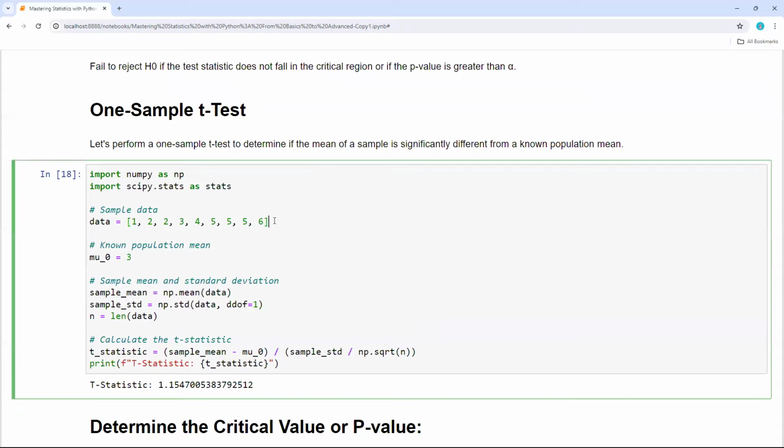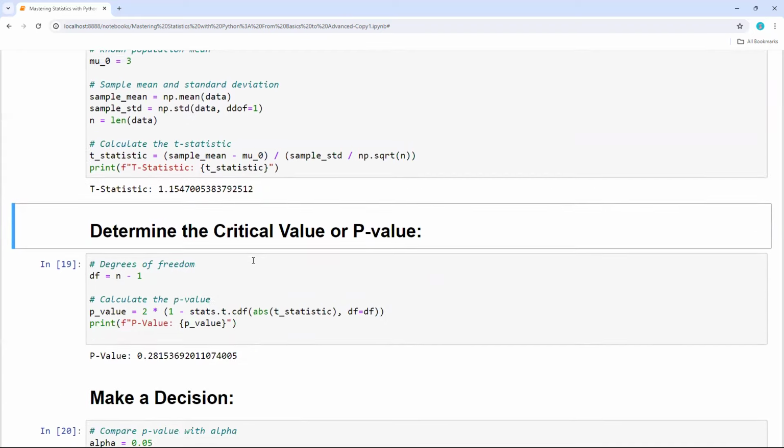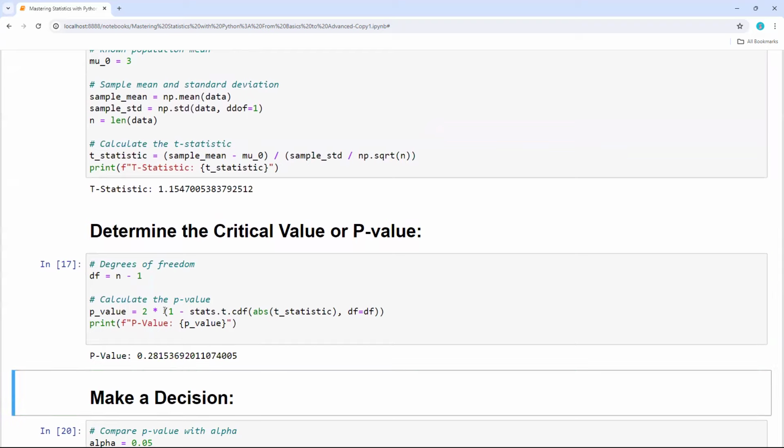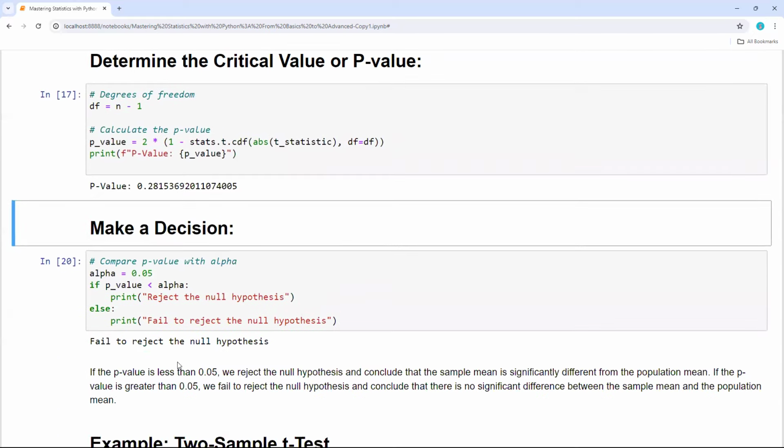So this is my sample data, and my mean is like 3. I calculated the sample mean and standard deviation, and then calculated the t statistic. I got t as 1.15 for the above data set, and now I determine the critical value or p-value. This is how I can calculate the p-value: p-value is equal to 1 minus the above calculated value. Then I got 0.281.